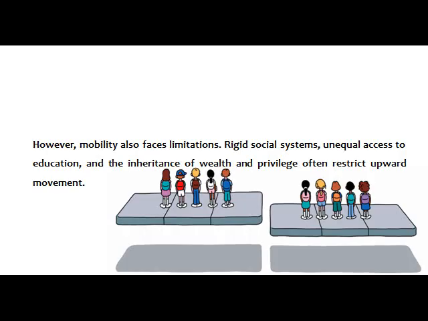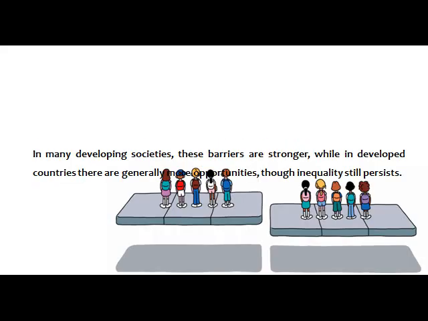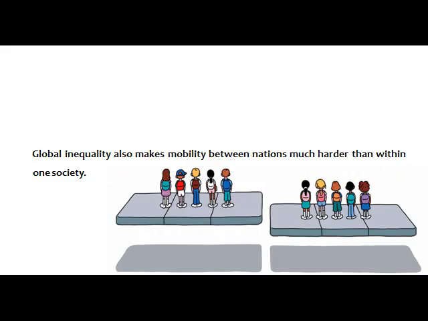However, mobility also faces limitations. Rigid social systems, unequal access to education, and the inheritance of wealth and privilege often restrict upward movement. In many developing societies, these barriers are stronger, while in developed countries there are generally more opportunities, though inequality still persists. Global inequality also makes mobility between nations much harder than within one society.